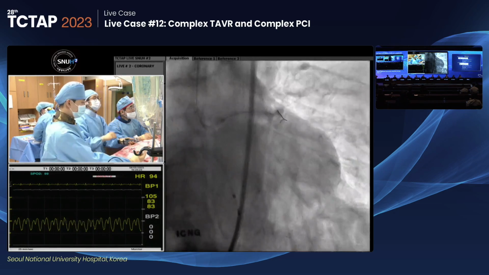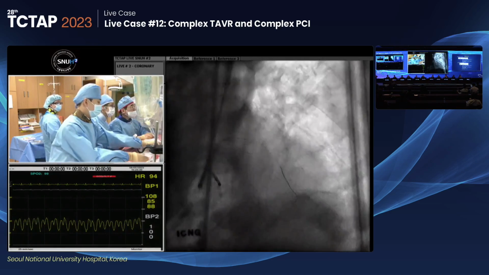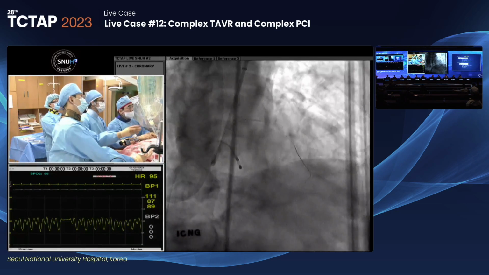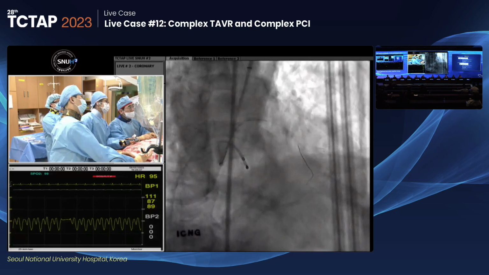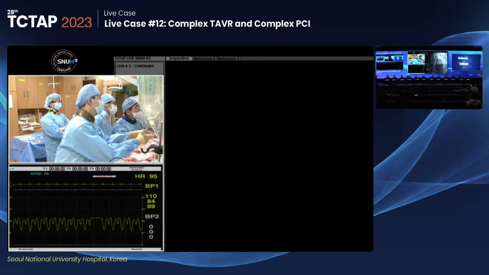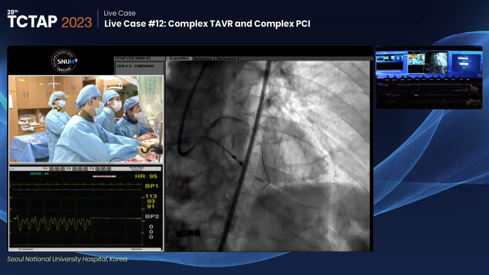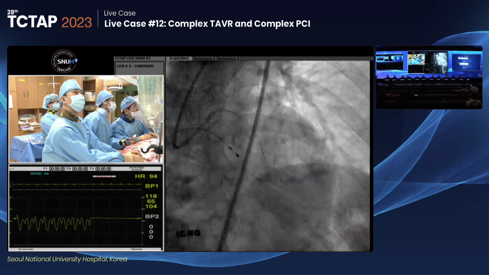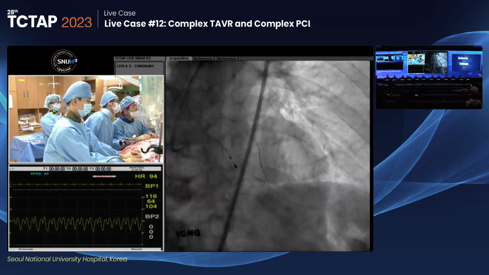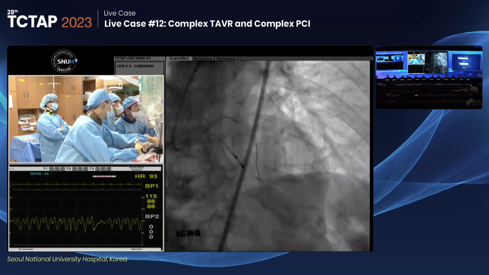Absolutely, I'm sure this is the most difficult case in TCTAP. Okay, here we go. Not bad. You see the distal vessel, it's okay. Blood pressure is stable. Gonna be all right.